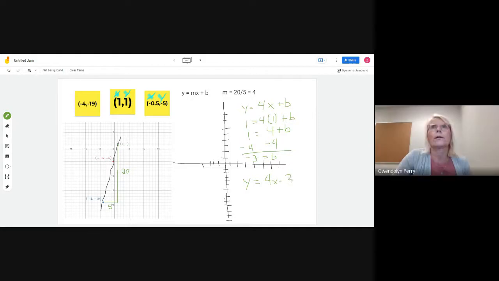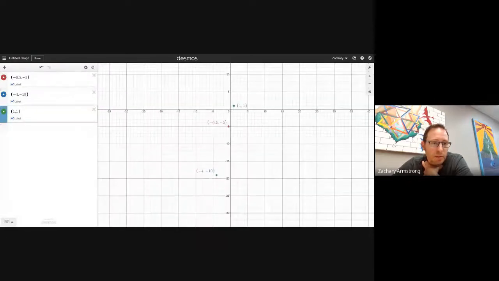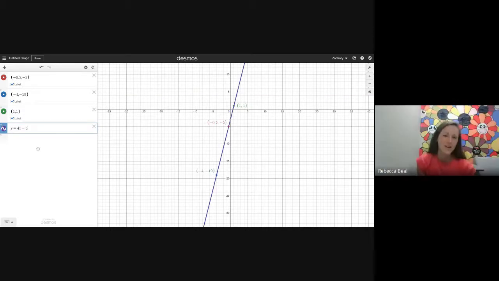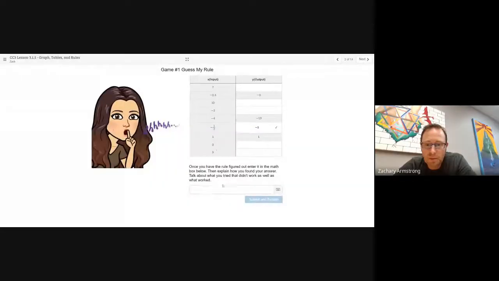Yeah, I agree. We could test it out. Let me share. I wonder if Desmos will tell us if we're right, but let's see if it goes through. Right, so look at that. Nice. I think we got it. That's awesome. So y equals 4x minus 3.